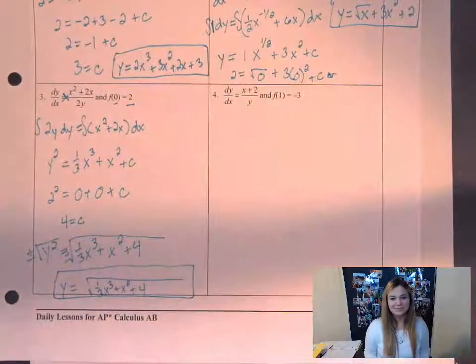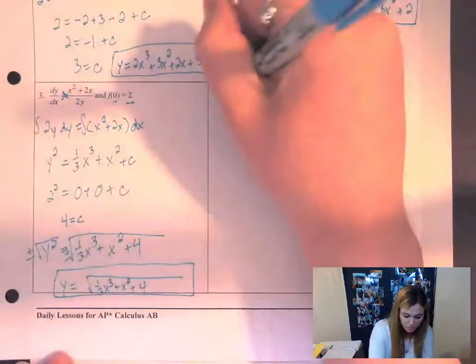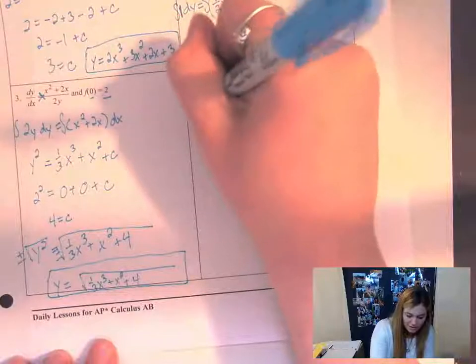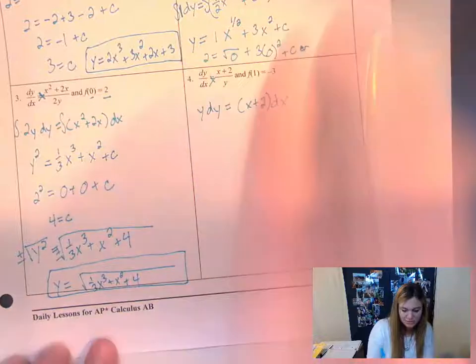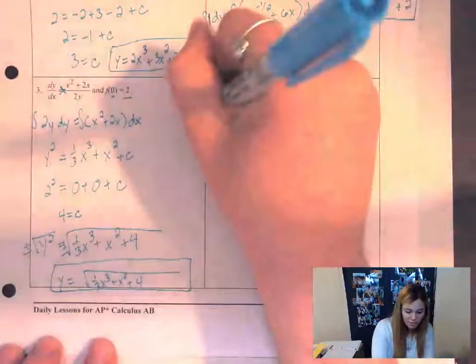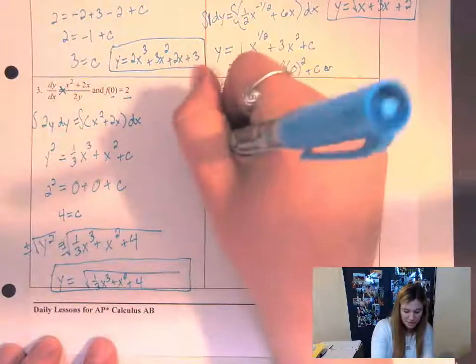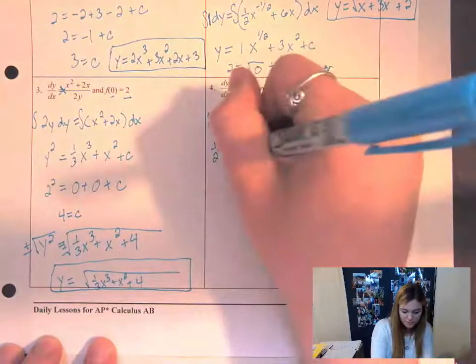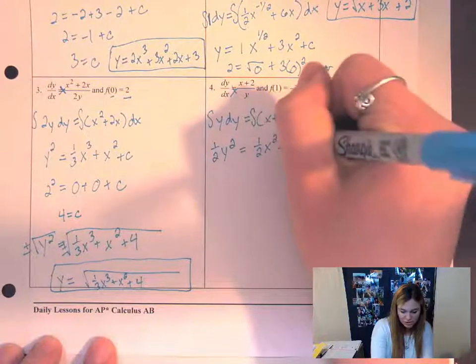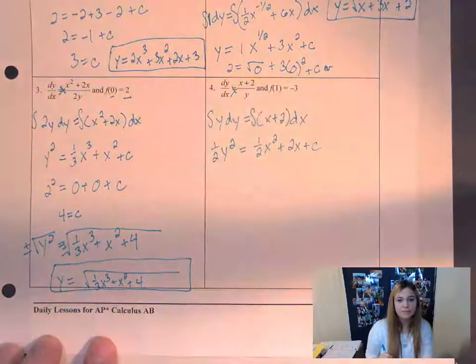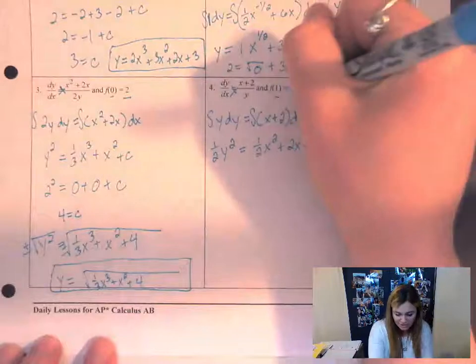Let's do another one. Okay, you start this one, see if you can do it. Get y's on one side, x's on the other, go through this process. If you're like, nope, can't do it, follow along with me. Okay, y dy is equal to x plus 2 dx. Integrate both sides. I have 1/2 y squared over here, 1/2 x squared plus 2x plus c. I'm going to substitute in for x and for y.